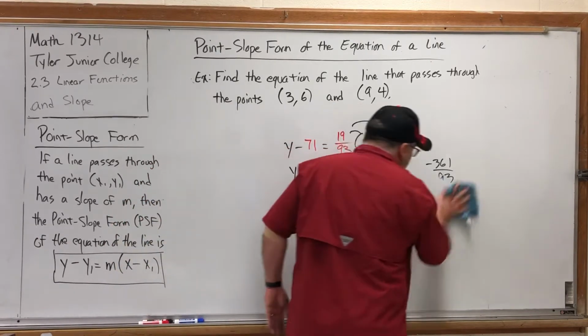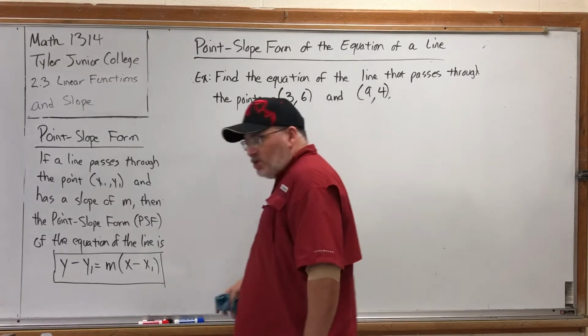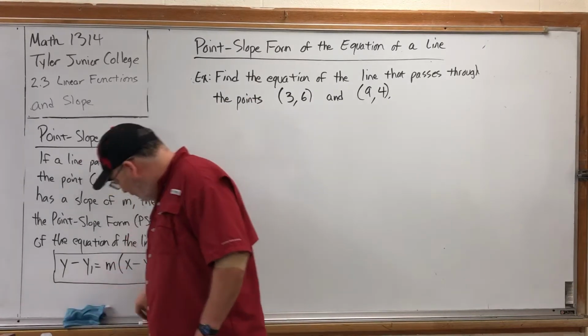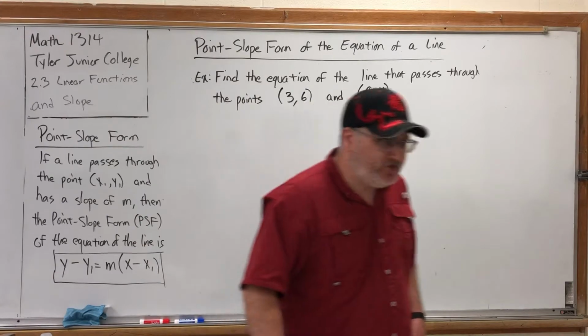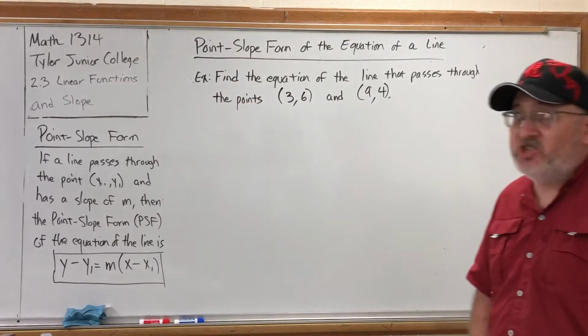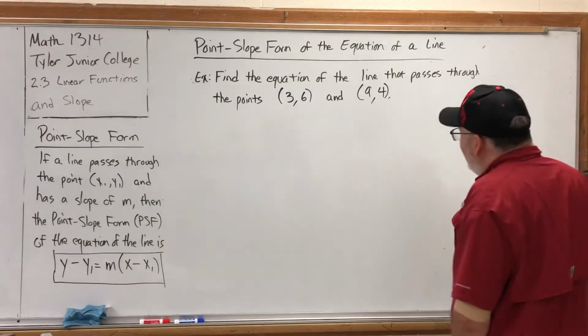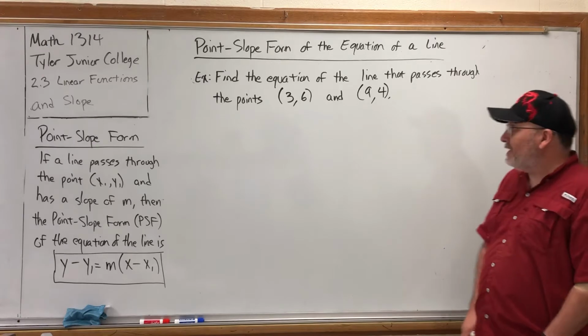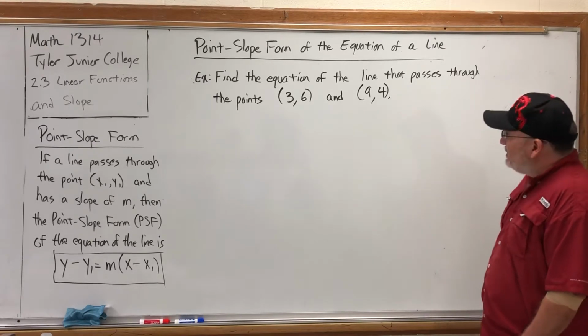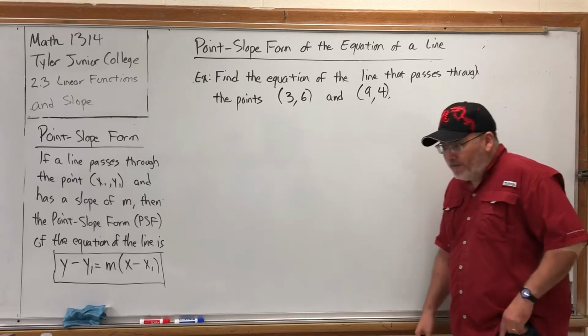All right, so let's move forward. All you need to make a line is 2 points. That's a geometry postulate: given any 2 distinct points, there's a unique line that passes through them. So it makes sense that we can describe a line by simply naming 2 points. So let's find the equation of the line that passes through the points (3, 6) and (9, 4).